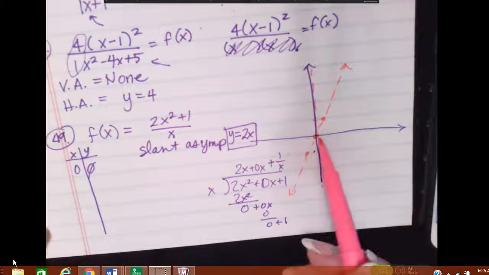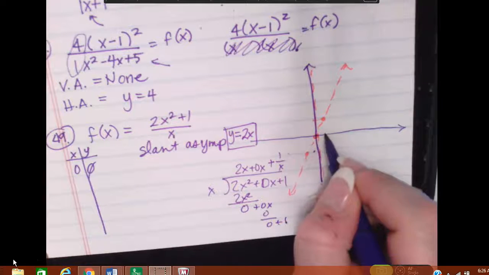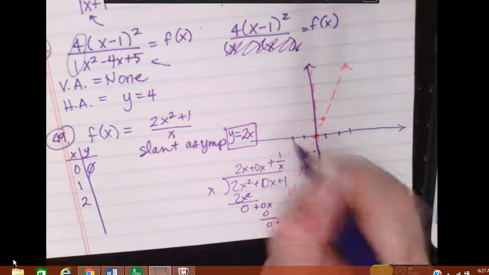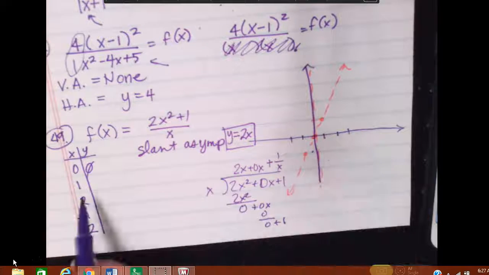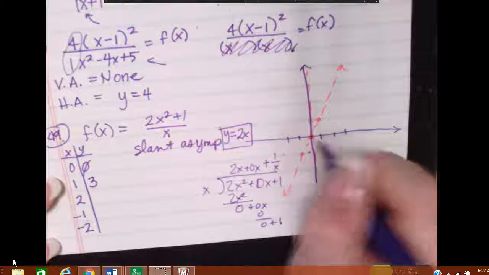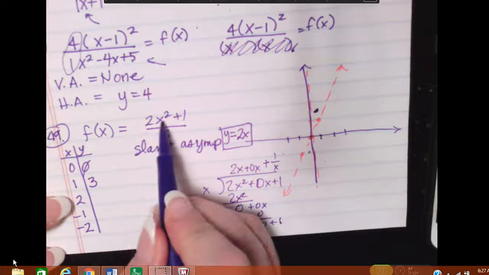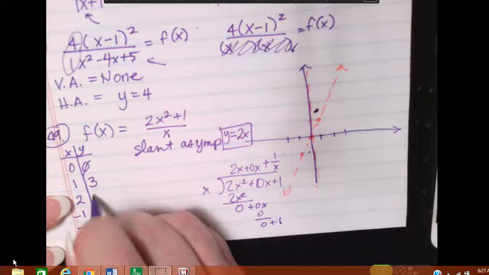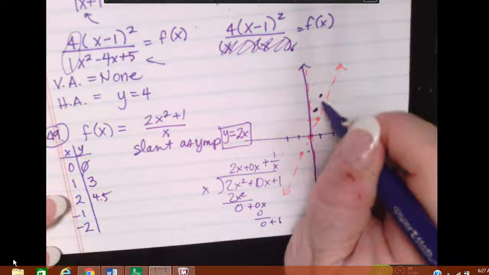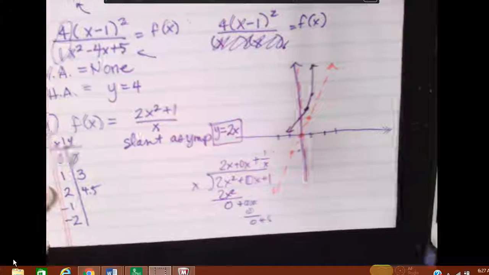And so we need to pick values on either side of that to plug in to see what our equation is going to look like. So I'm going to pick 1 and 2, and then I'm going to pick -1 and -2. So if I pick 1, 2 times 1 squared, 2 times 1 plus 1 is 3 over 1. So 1 and 3. 2 times 4 is 8 plus 1 is 9 over 2, so that's 4.5. So at 2, I've got 4.5, so something like that.